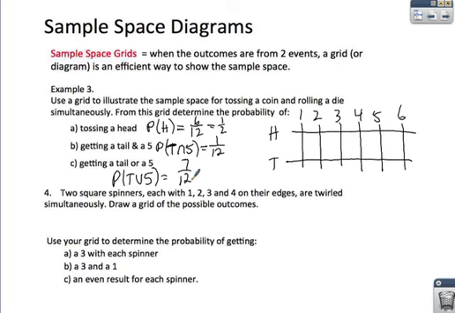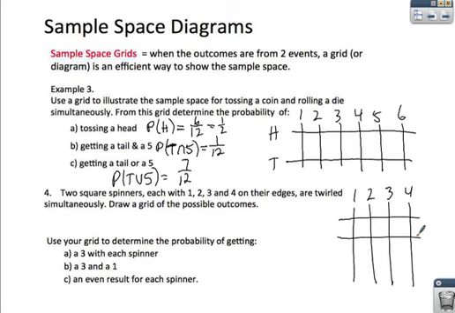Again, we can use a sample space grid for question 4. Two square spinners, each with the sides 1, 2, 3, and 4 on their edges, are twirled simultaneously. So again, the setup would be something like this. The different outcomes from one spinner, which would be the numbers 1, 2, 3, and 4, and the different outcomes from the second spinner, which would again be the outcomes 1, 2, 3, and 4.